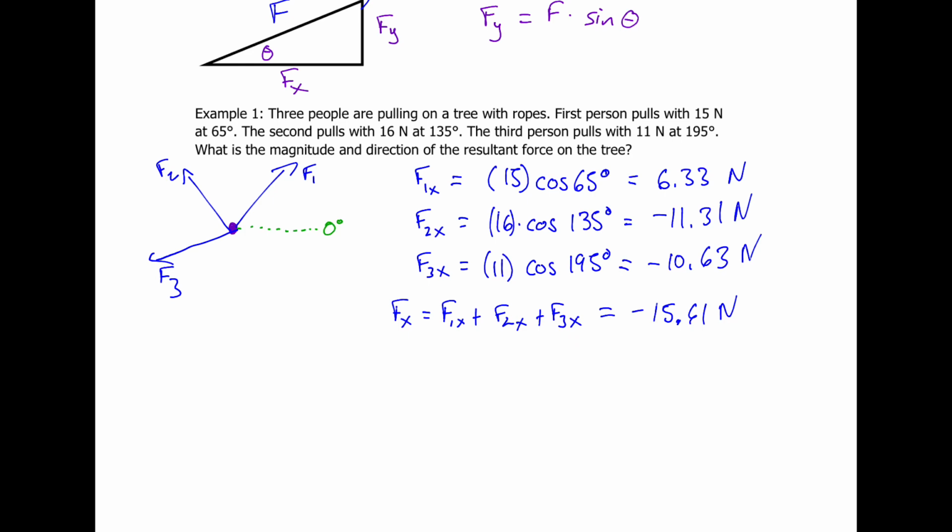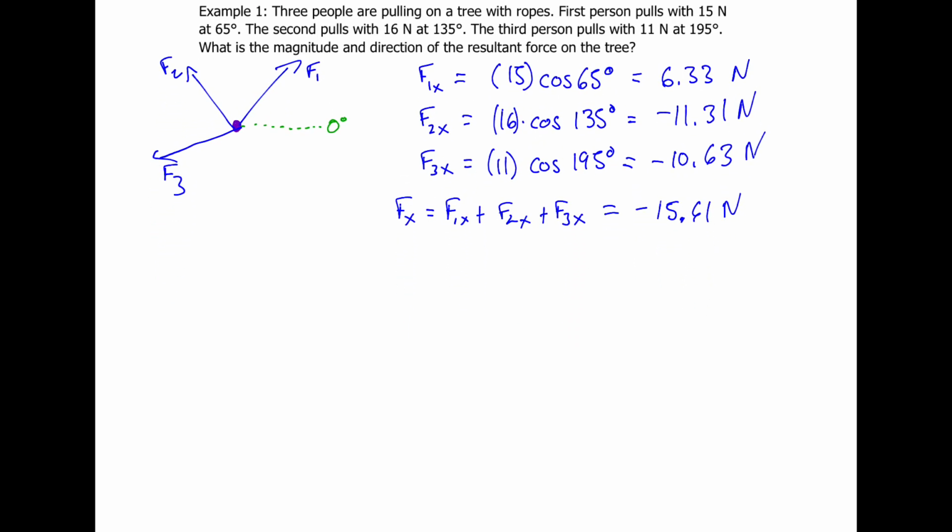Now we're going to do exactly the same thing with y. I'm going to slide this up and put it over this corner: F1y, F2y, and F3y. It's exactly the same, except we use the sine of the angle. 16 sine of 135, and then 11 sine of 195. These are all degrees. And multiply here. Okay, try those and see if they agree with your predictions.